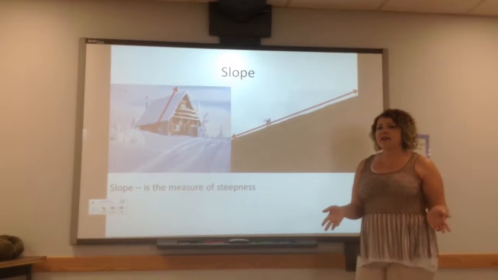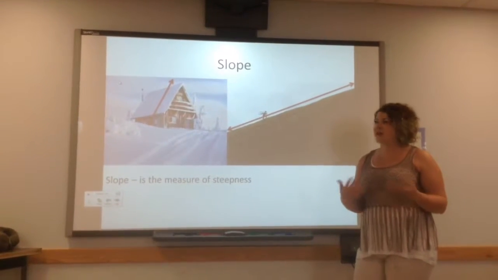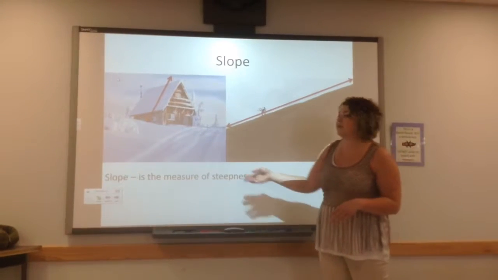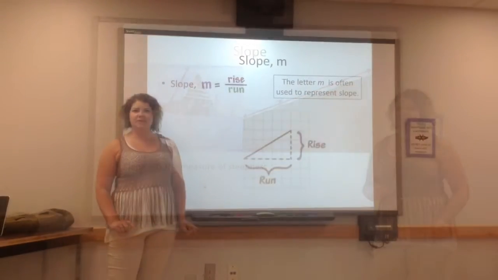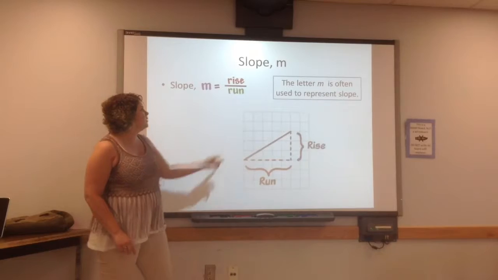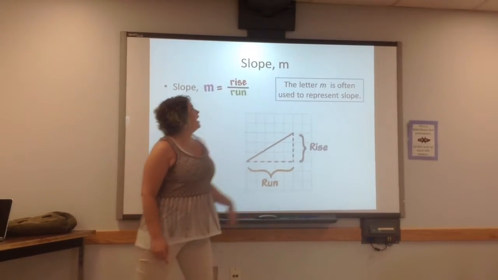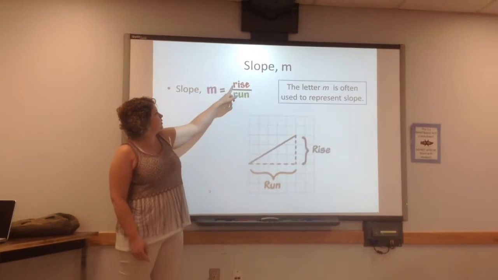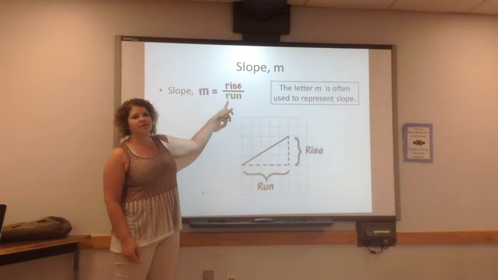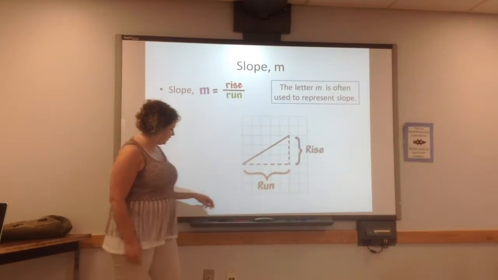But in mathematics, we like to be a little bit more specific, and we like to describe the slope or the steepness in numbers. So let's check out how to do that first. Talk about slope in mathematics. We always use the letter m. And so our formula for the slope is slope equals the rise over the run. So let's take a look and see what that means first.